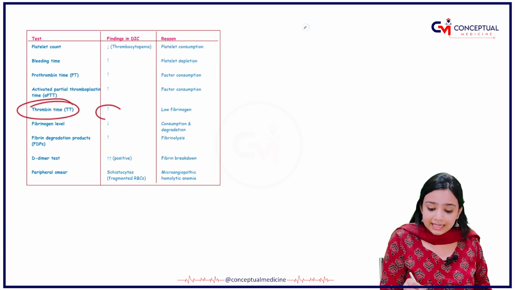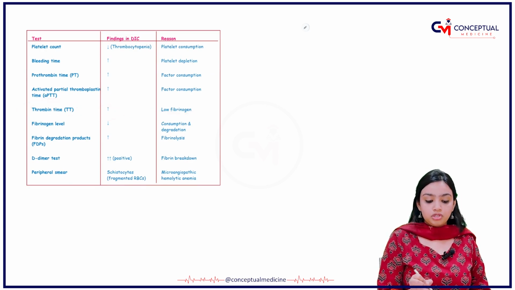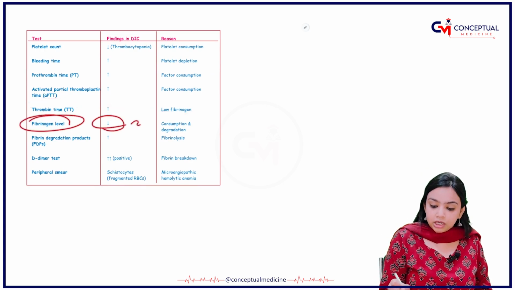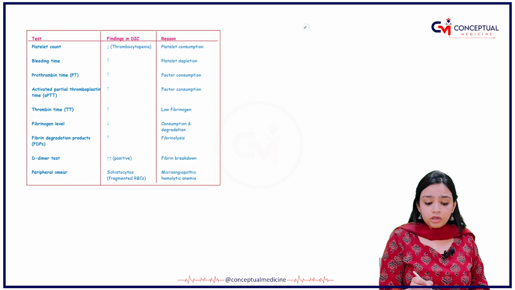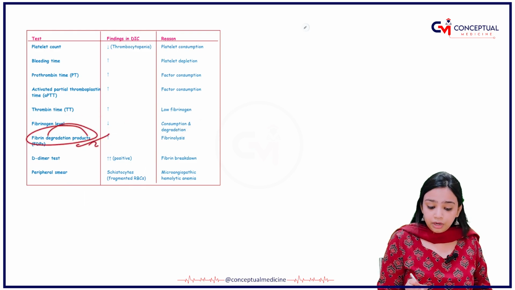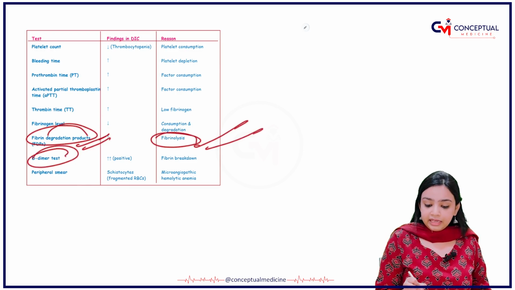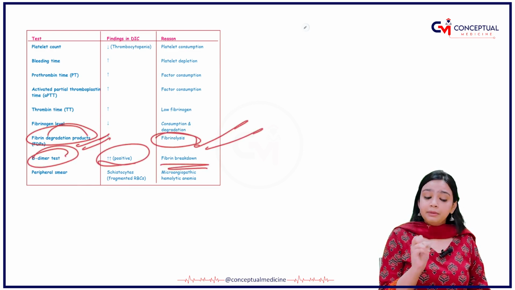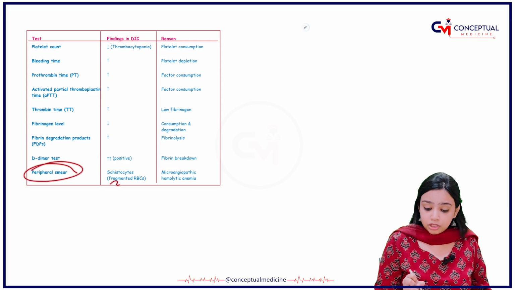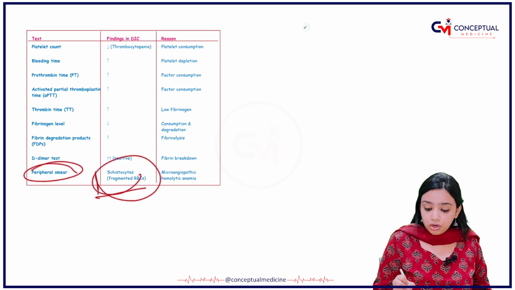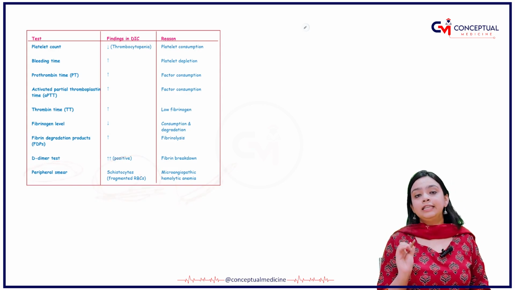Thrombin time is increased due to low fibrinogen. Fibrinogen levels are decreased due to consumption and degradation. Fibrin degradation products are there due to fibrinolysis. D-dimer test is positive due to the fibrin breakdown, and peripheral smear will show schistocytes due to microangiopathic hemolytic anemia.